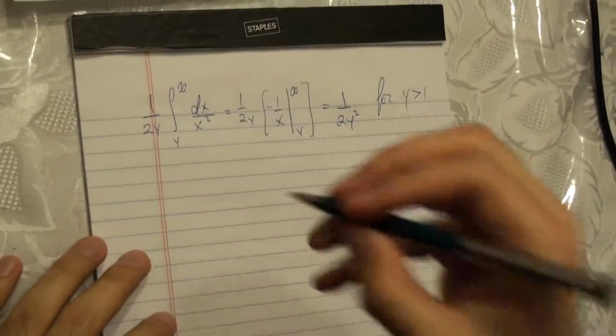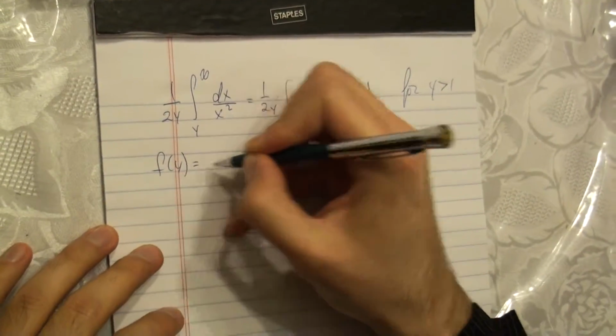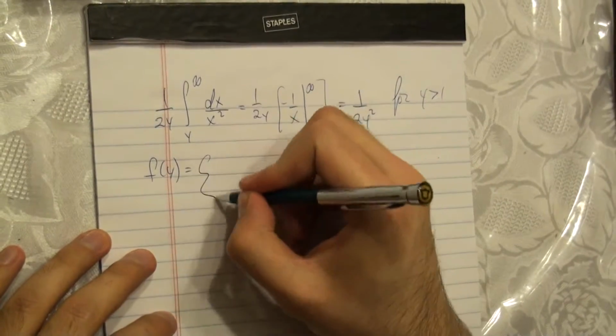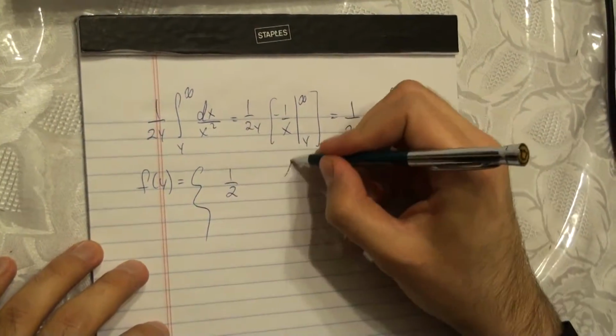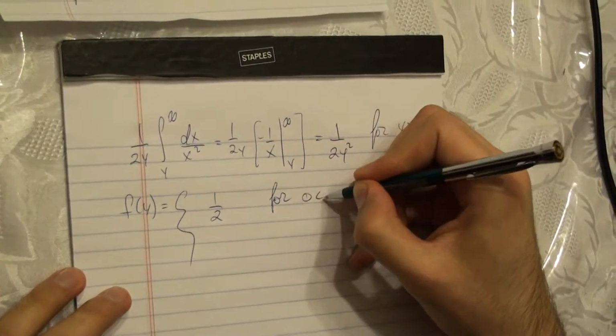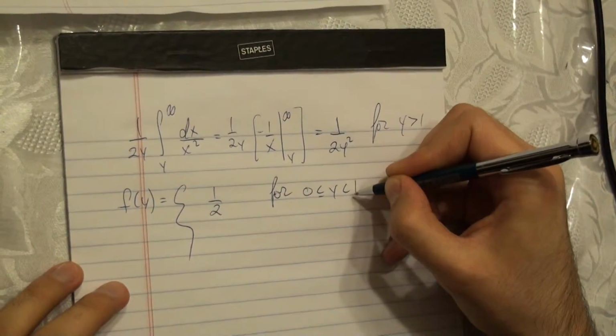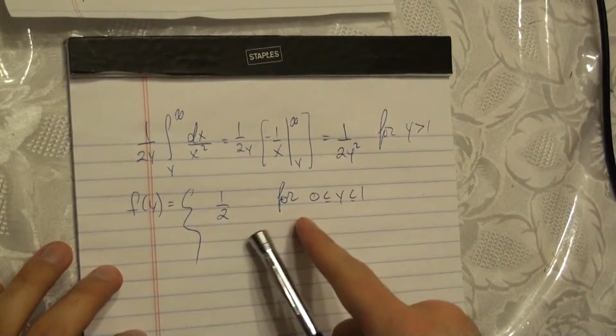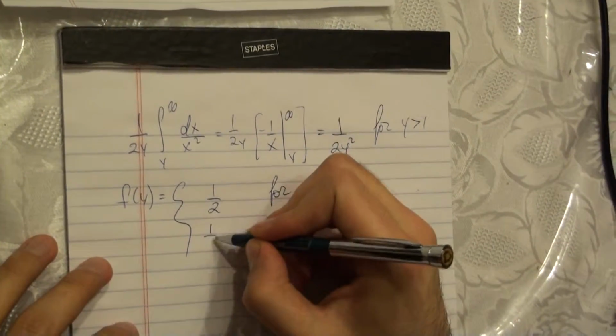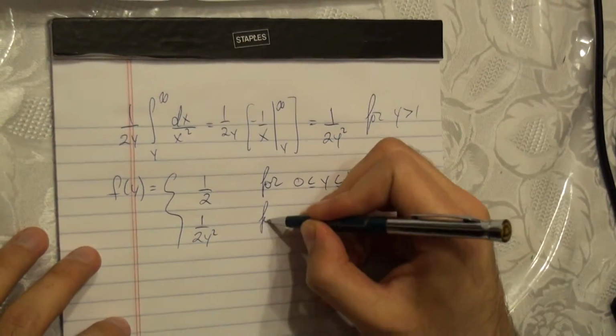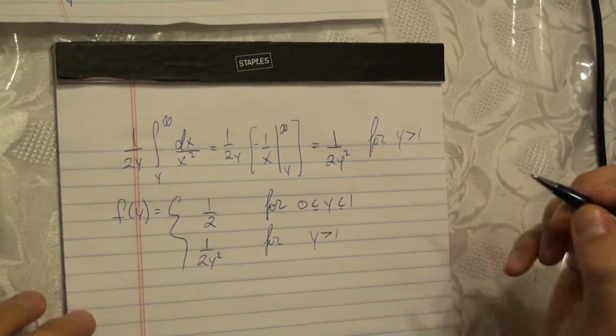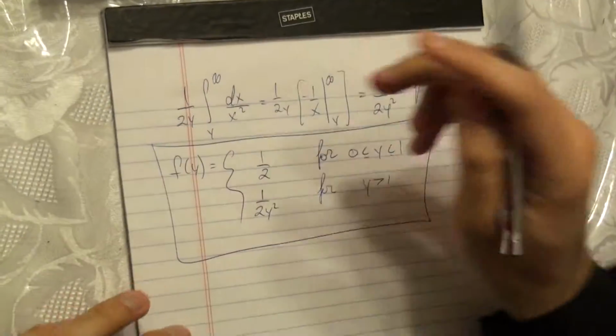At y equals 1, it's also 1 half, which is good. So the full answer for f of y is this: 1 half for y between 0 and 1, and then we have 1 over 2y squared for y greater than 1. This is the full answer.